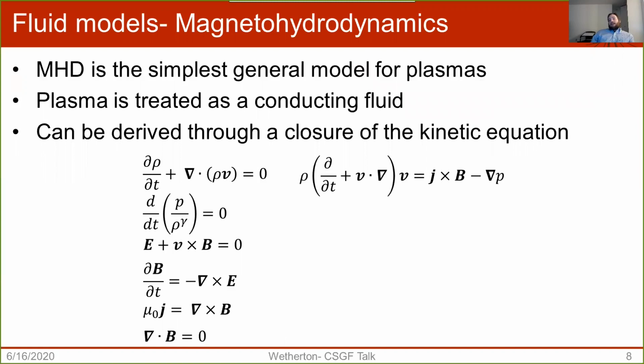And magnetohydrodynamics is the simplest general model for plasmas. The plasma is treated as a conducting fluid, and you can derive it through a closure of the kinetic equation. So the first equation here is the continuity equation. Then you have a momentum equation and an energy equation. You still have Maxwell's equations, and then this E plus V cross B equals 0 is the ideal Ohm's law that treats the plasma as a perfectly conducting fluid.